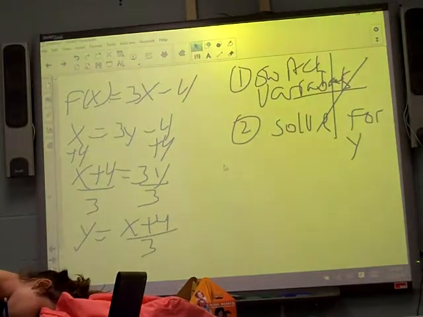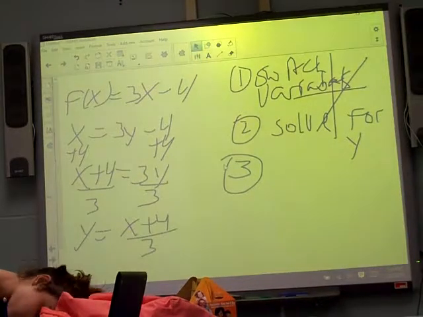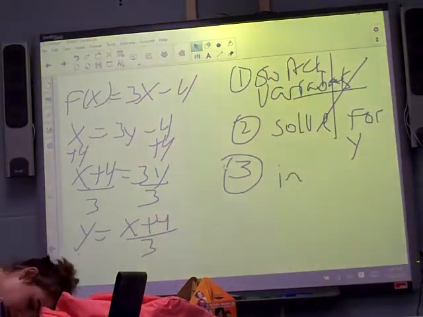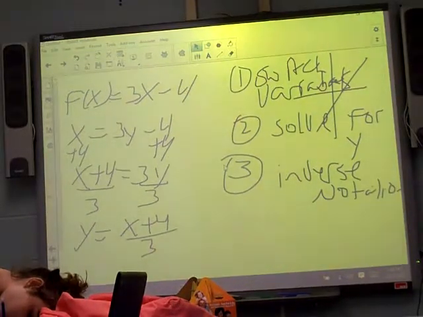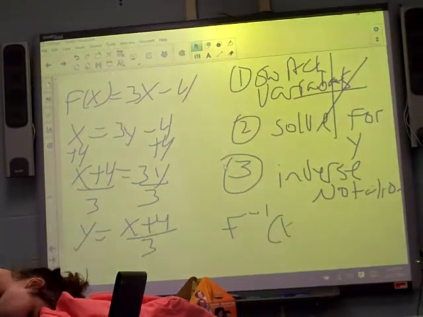Okay, so step 1 was switch the variables. Step 2 was solve for y. Step 3, the last step, is kind of a nitpicky one, but it is still a step. We have to write it in inverse notation. The symbol for inverse is a -1 power. So I'm going to say f to the -1x.